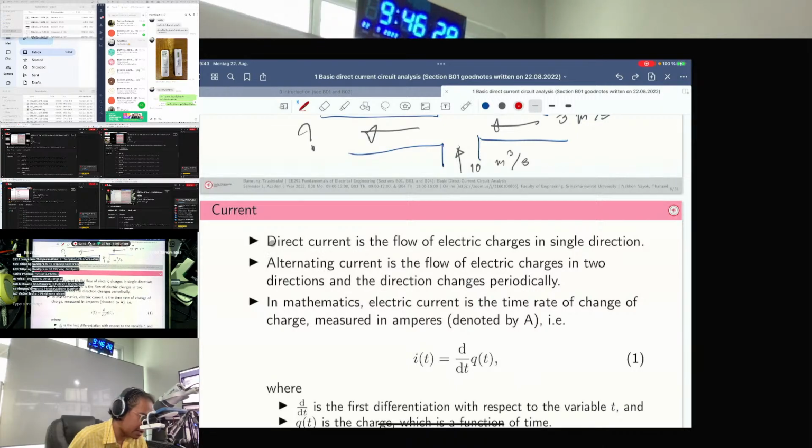And there are two types of current. The first one is direct current. Okay, this is the plus and minus. The current flows in this way only. Okay, that's called DC. And in another approach, it is called AC, like this.